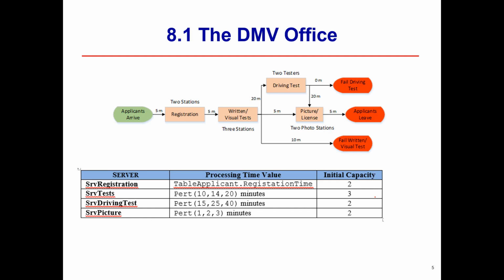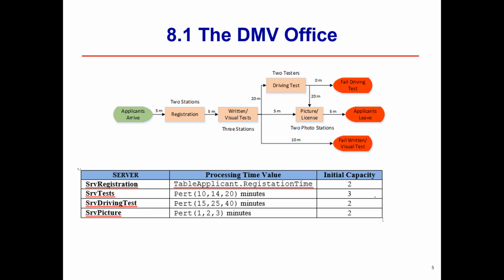Now we'll talk about our example, the DMV Office example. Applicants arrive to the system, and first they come to the registration. There are 2 registration stations in there. Then they go into a so-called written test or visual test, eye test, and there are 3 of those stations available.